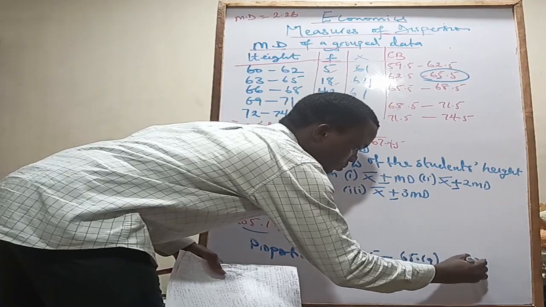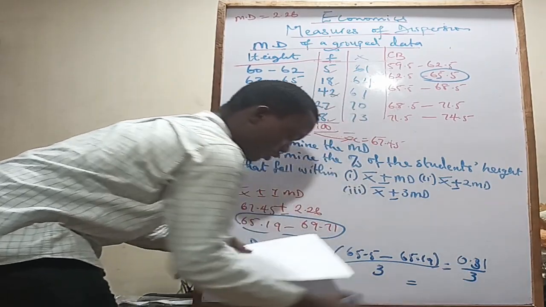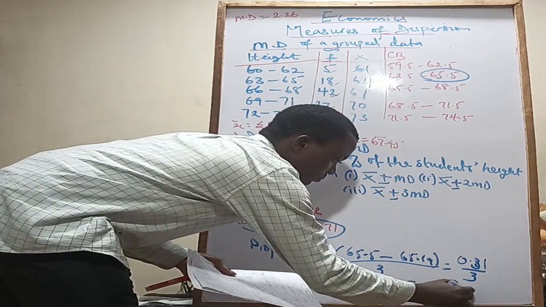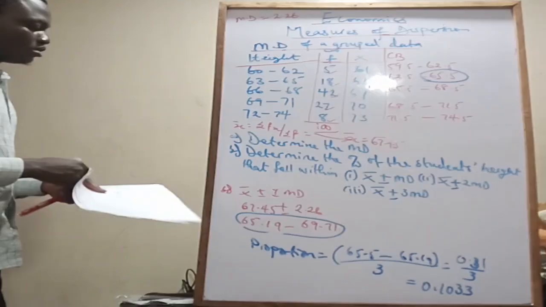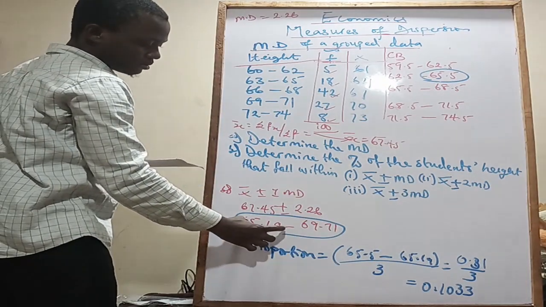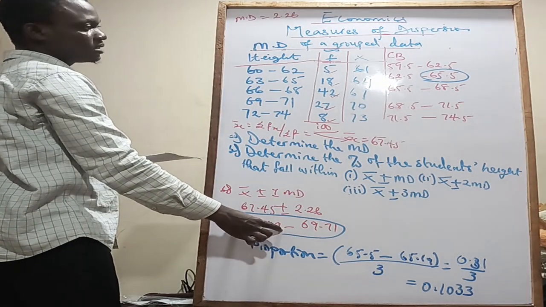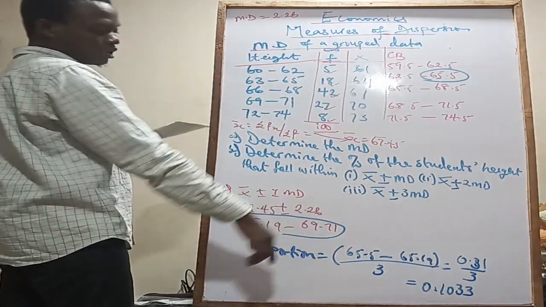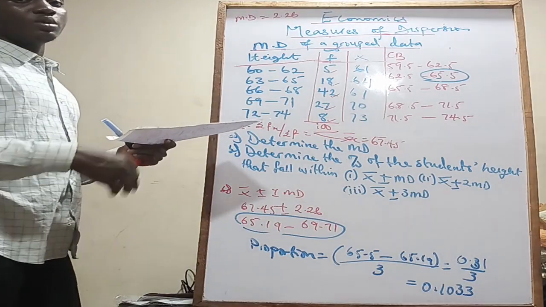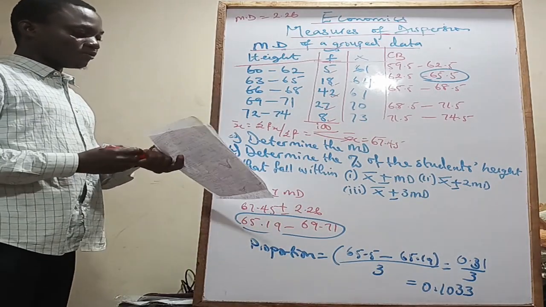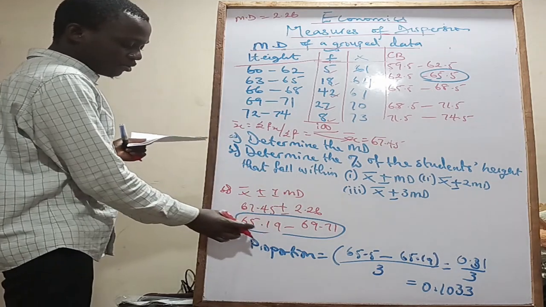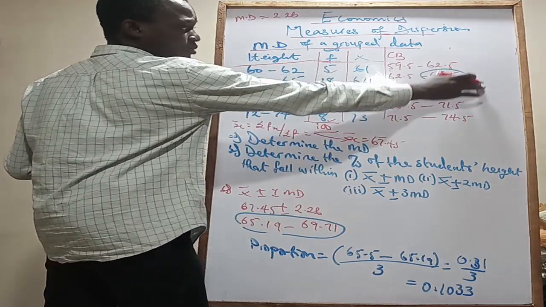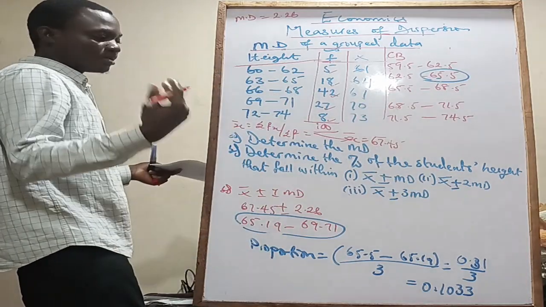0.31 divided by 3 is going to give us 0.1033. So the proportion of students that are of this height among this entire boundary is just 0.1033 of the total frequency. So if you now get the number of students from 65.19 to 69.71, you are still coming down. Do you understand? Don't worry, you are going to get it little by little.